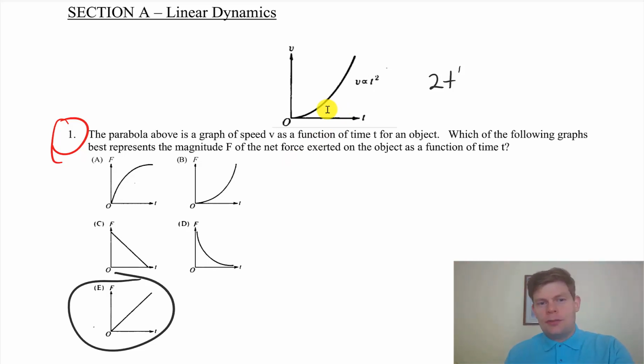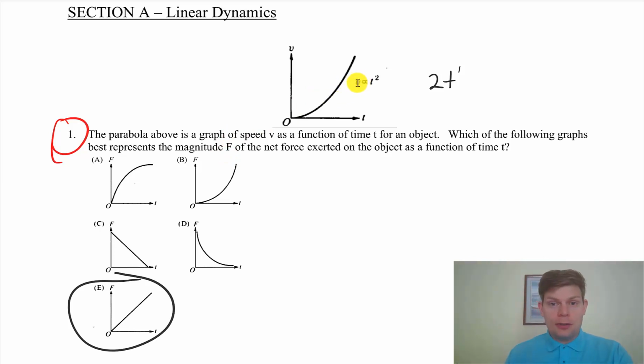You want to find a graph of what the net force would look like, and you've got a graph of the velocity with time. The velocity, this funny symbol means proportional, is proportional to t squared. Net force is just mass times the acceleration function, and so it'll have the same shape, because some positive constant times some function will still have the same shape.